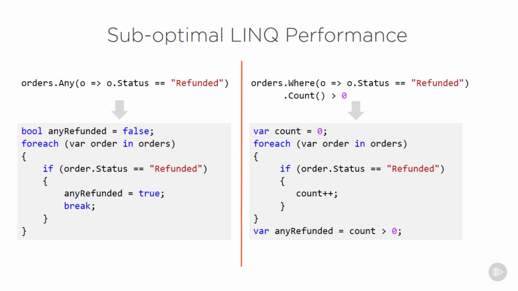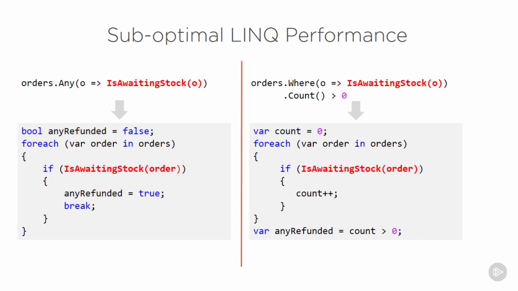But what if the lambda function we pass into the Any method was potentially long running? For example, let's imagine that we're trying to find out if any orders are awaiting stock, and calling IsAwaitingStock involves a call to a web API to query the status of the stock control management system. So in this case, it would be really wasteful to call the IsAwaitingStock method any more times than we need to. And so in this case, the Any version would outperform the Where and Count version by several orders of magnitude.